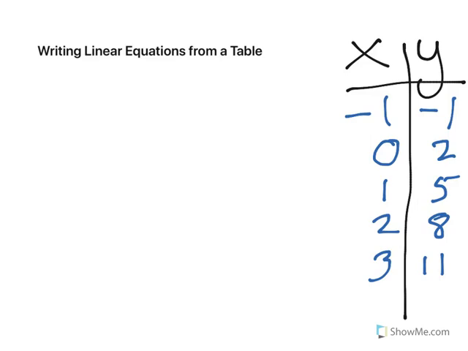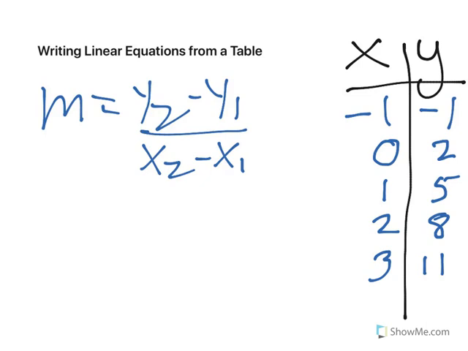When it comes to writing a linear equation from a table, it's really no different than writing a linear equation from 2 points, except now you have many more points to consider. So what you really need to do is find the slope first. That helps you. And then pick any point and put the slope and that point into the point-slope formula.